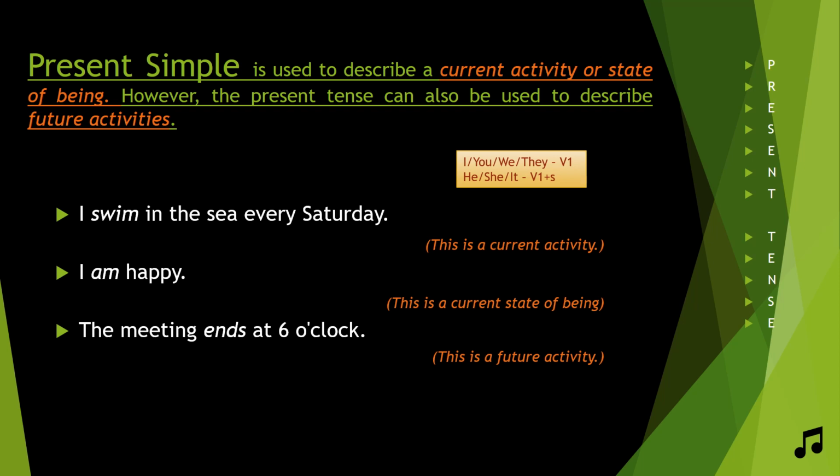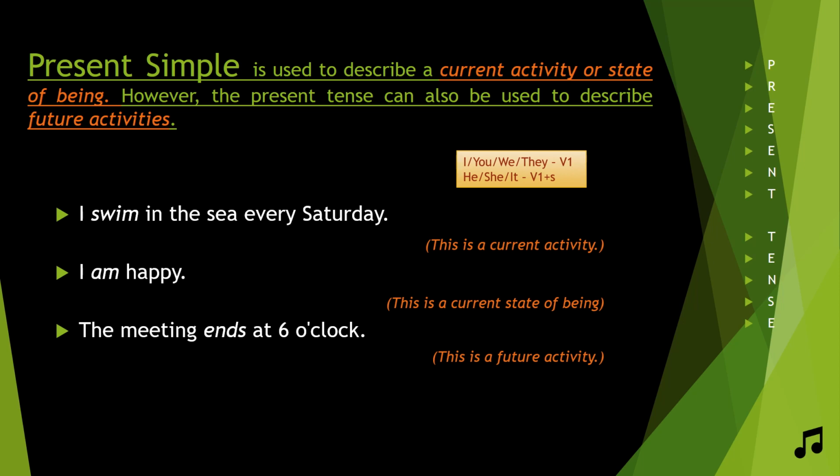Now read the statement. Present simple is used to describe a current activity or state of being. However, the present tense can also be used to describe future activities. Now see, three things are there which present simple can describe. See the first example. I swim in the sea every Saturday. So this is a current activity which I do every Saturday. So I am using present simple here.